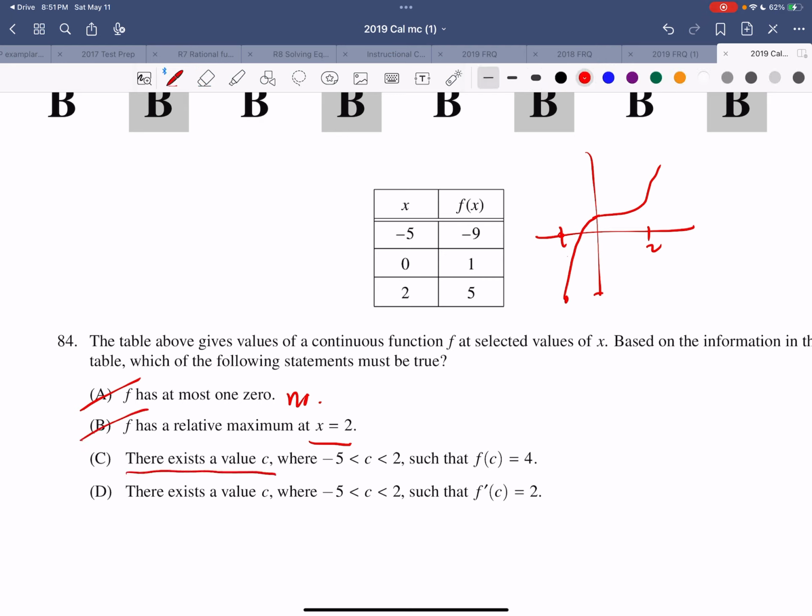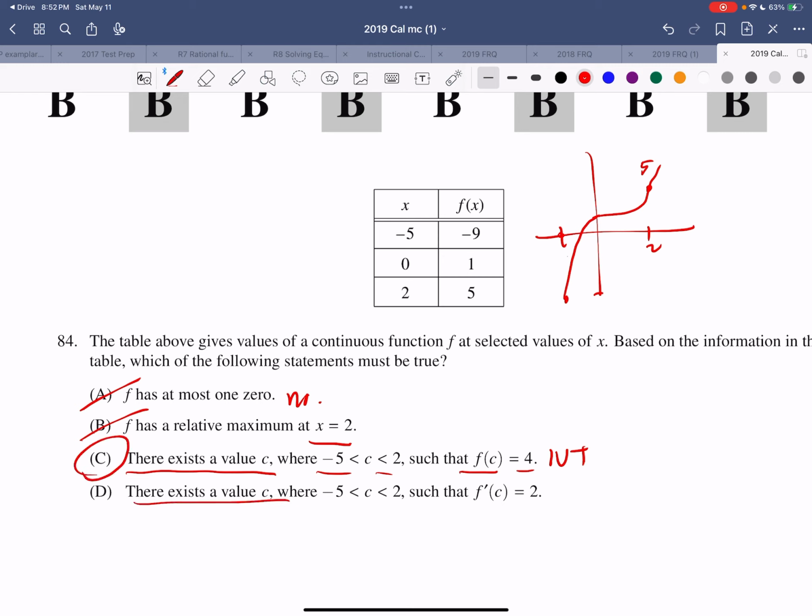There exists a value of c in -5 to 2 such that f of c is equal to 4. From here to here, do you see the y value is 5? This is 5, which means at some point here you should have a y value of 4. That's the intermediate value theorem, IVT. So yep, this is the answer.